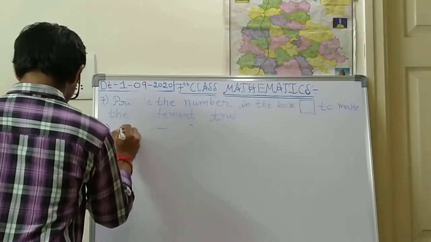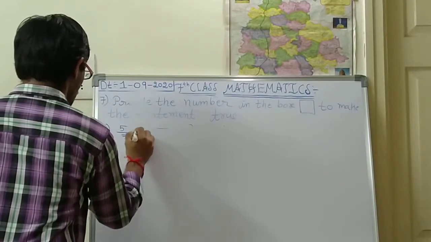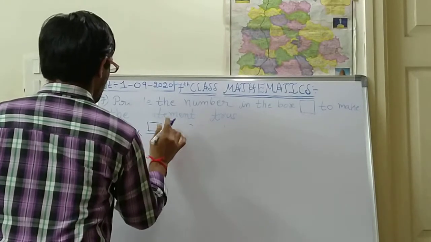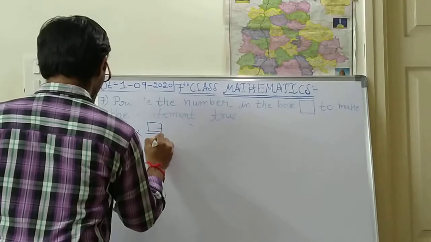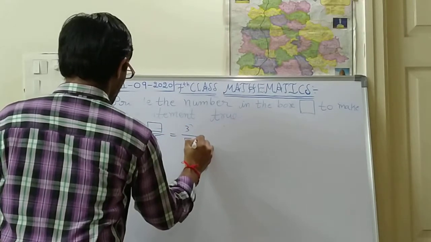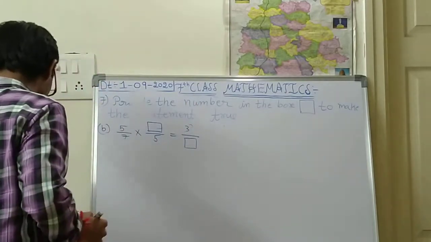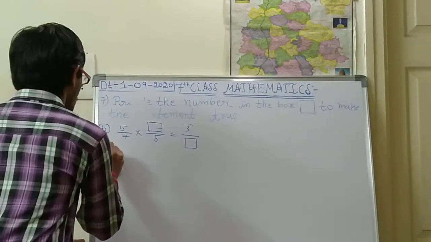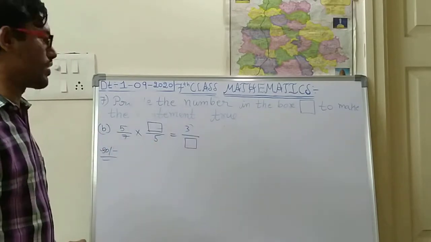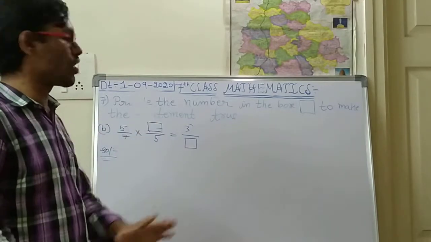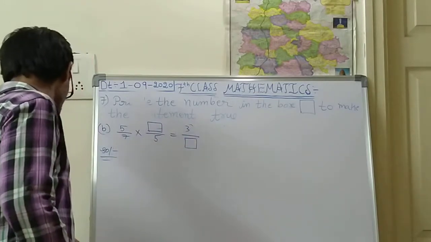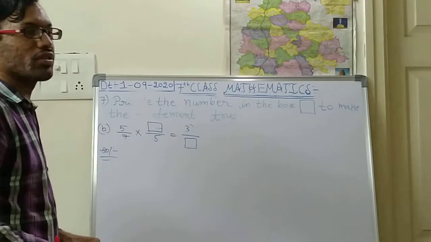B problem. 5 by 7 into box by 5 is equal to 3 by box. Here two boxes are there. In the previous problem only one box was there, but here two boxes are there. So we are supposed to find two boxes. So what are the two boxes we have to find?